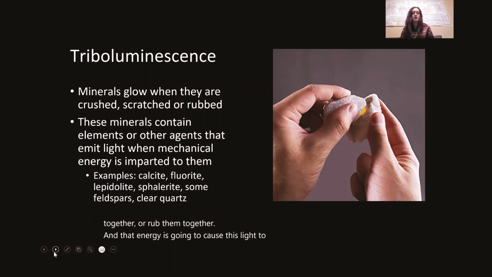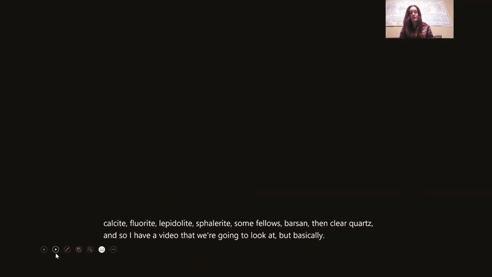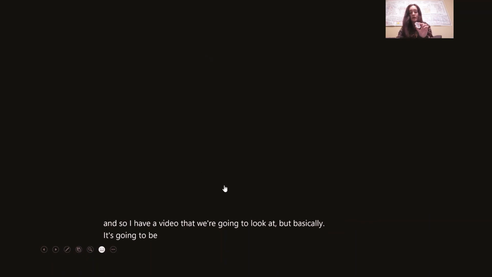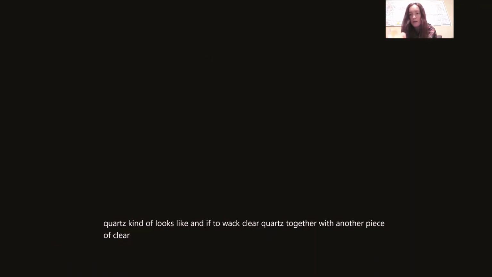Examples include calcite, fluorite, lepidolite, sphalerite, some feldspars, and clear quartz. I have a video that we're going to look at, but basically it's all about clear quartz. This is what clear quartz looks like. And if I were to whack clear quartz together with another piece of clear quartz, with the top parts of these pieces, then I will generate this sort of flash of white light.